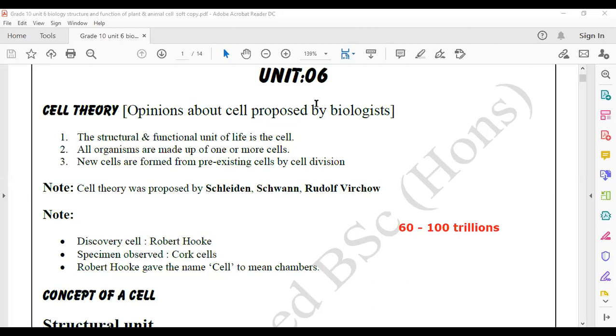Now your book is using the word pre-existing cells. Pre means earlier. Compared to parents, are grandparents born in this world earlier or not?